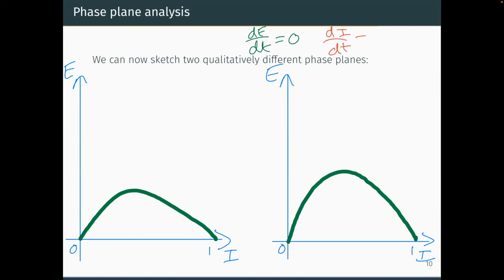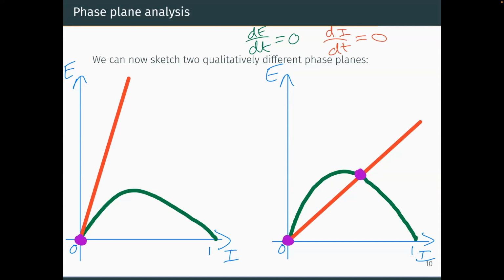And my null line for the I equation was just linear, if you remember. There are two possibilities. There's one case where it starts off with a higher gradient like this, and the only intersection happens at the origin. And the other possibility is that it intersects the curve somewhere for some positive values of E and I. These are the only two orientations you can have. In this left-hand example, there's one equilibrium, and in the right-hand example, there are two equilibria.